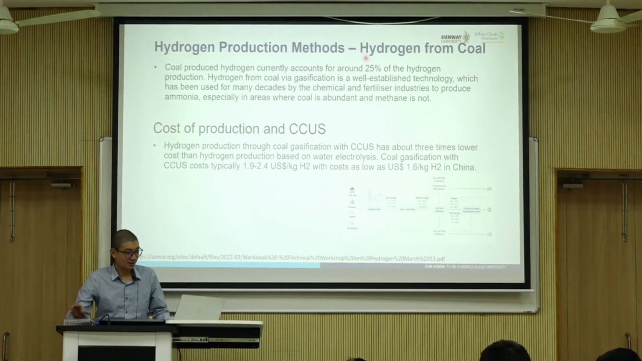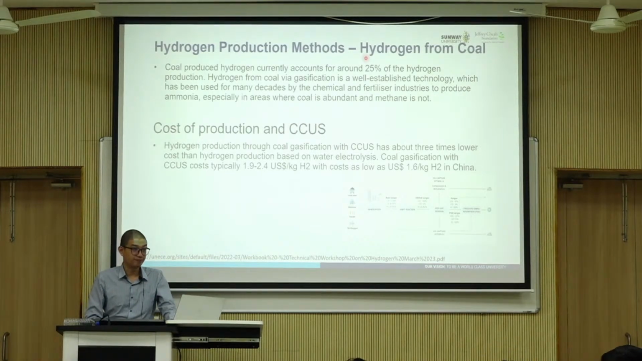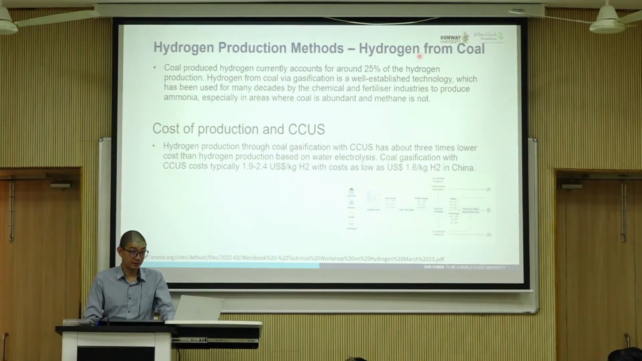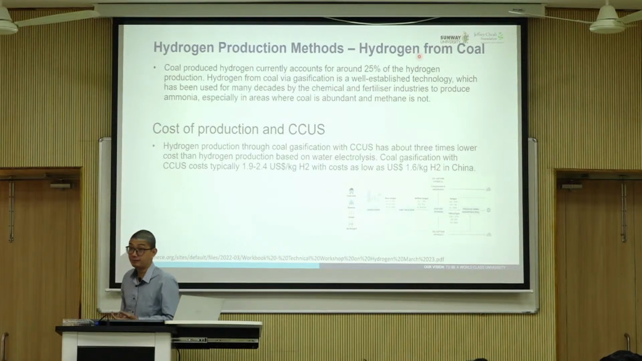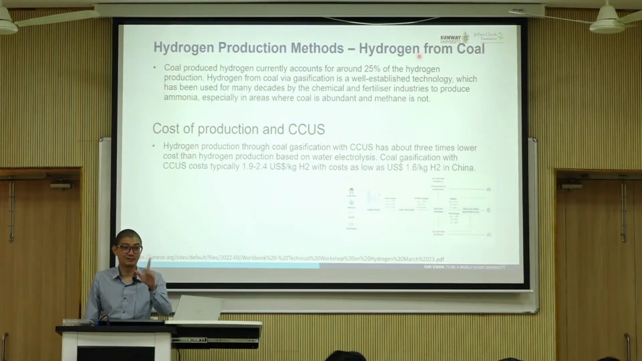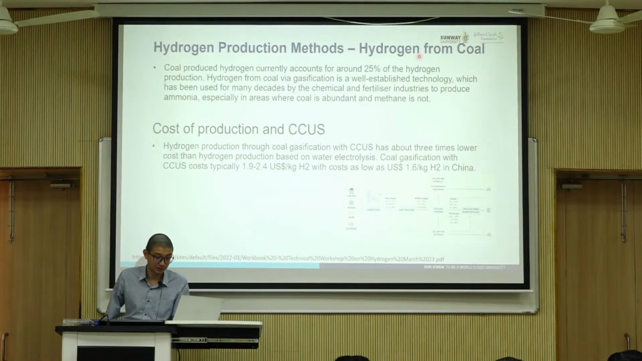So the first method is a very traditional method, which is hydrogen from coal. This is a typical method. Currently, around 25% of hydrogen is produced from coal, and another 70% is produced from what? Natural gas. Natural gas 75% and coal 25% make up around 95%. Just 5% is from other renewable sources.